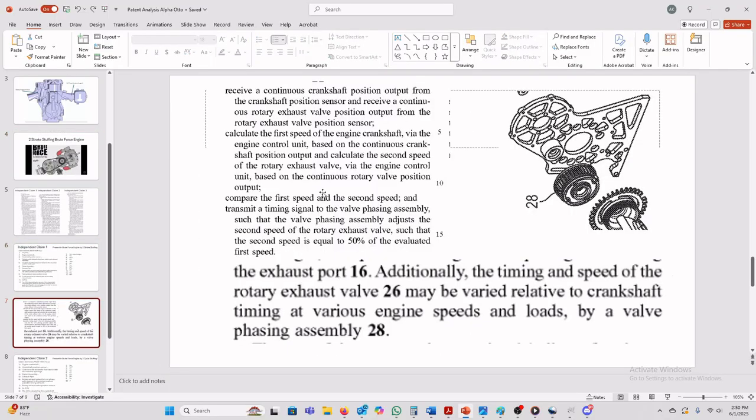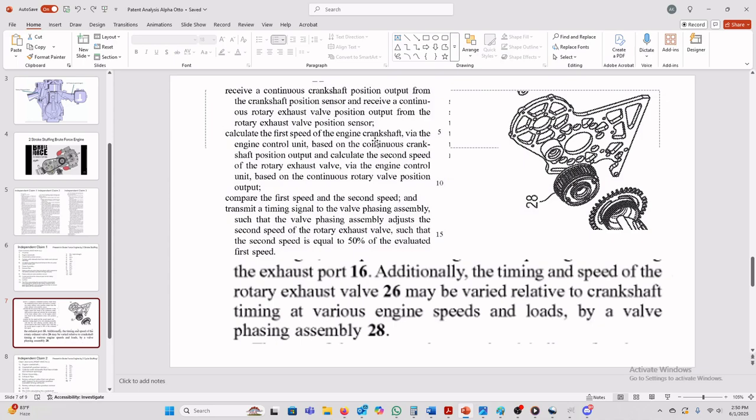So I'll just dig into that last part, because that's the part that really makes the patent of minimal value, in my opinion. The actual wording: receive a continuous crankshaft position output from the crankshaft position sensor, okay? Receive a continuous rotary exhaust valve position output from the rotary exhaust valve sensor. So two inputs: your crankshaft position and rotary exhaust valve position.